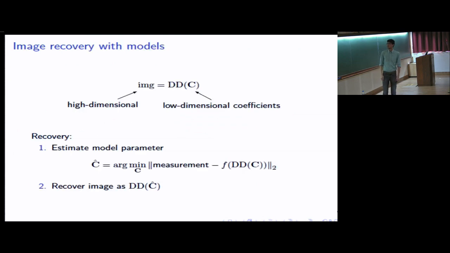So let's look at this in our framework. If the image is the deep decoder of a coefficient vector C, which again was all the weights of the matrix, then the recovery process was to optimize the L2 norm of your measurements minus the forward model of the deep decoder of the weights C, and then just choose the best C to fit these measurements. Once you have that C, just run it through the deep decoder with your fixed input that was set in advance, and now you've recovered your image.